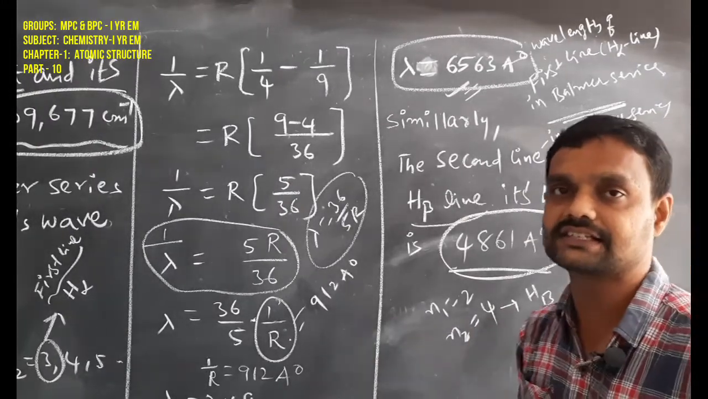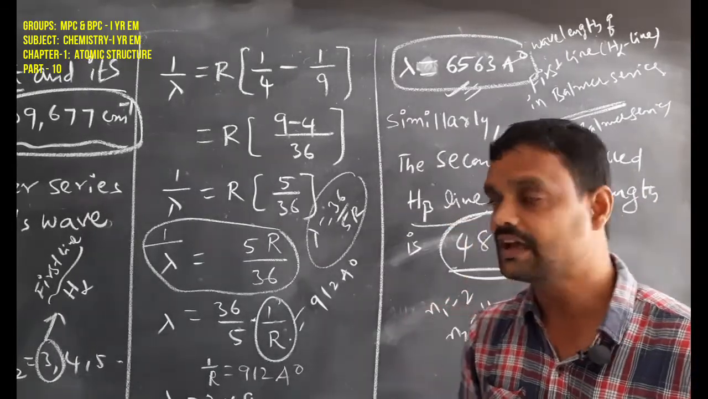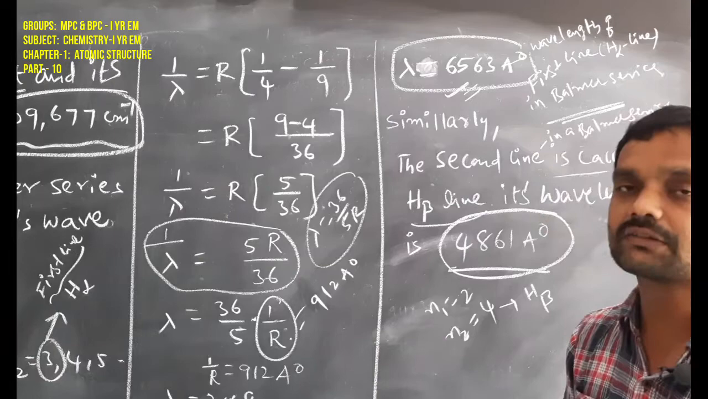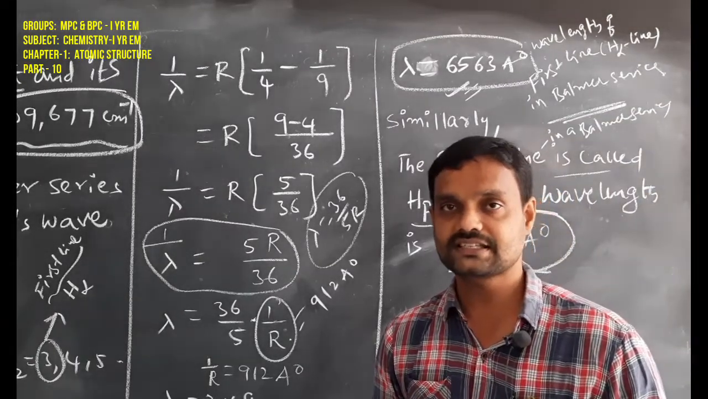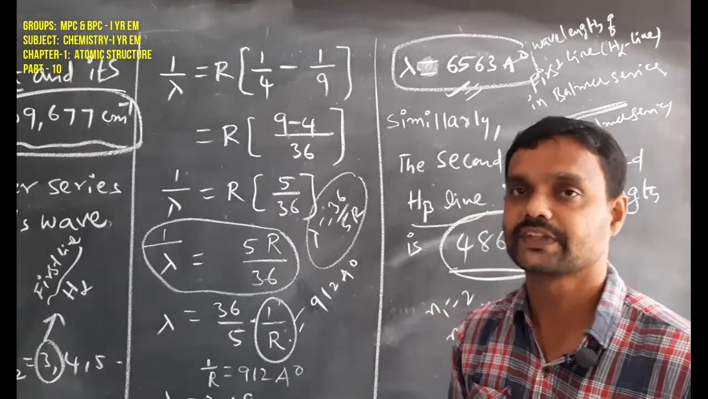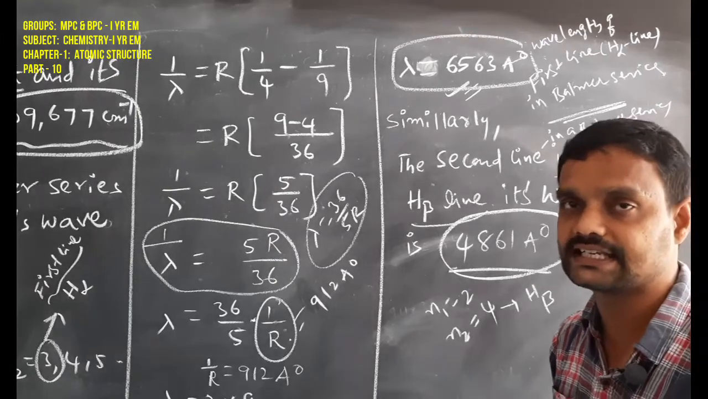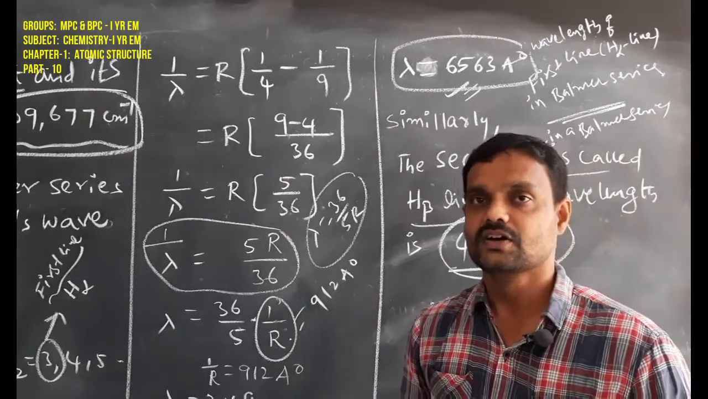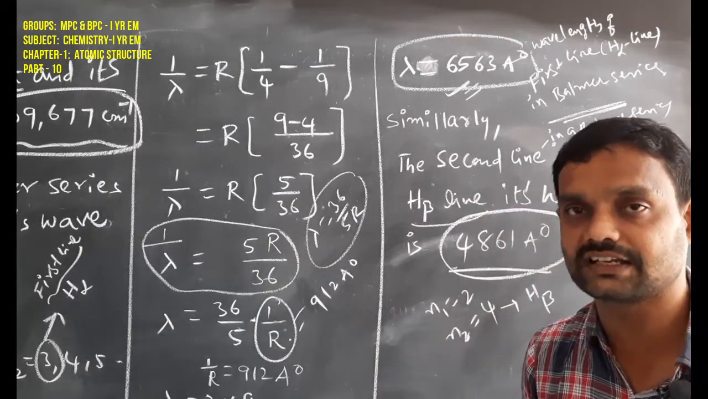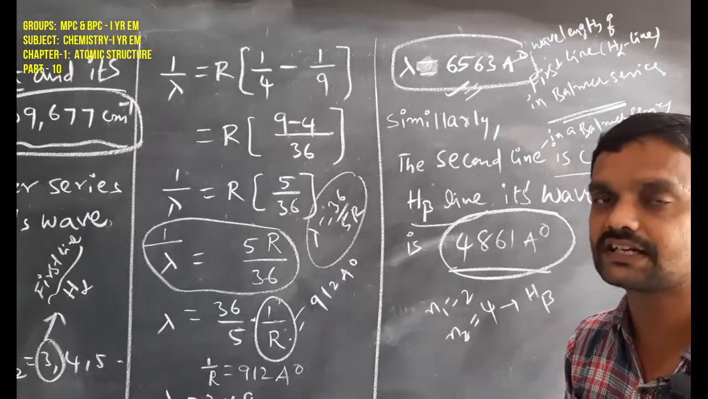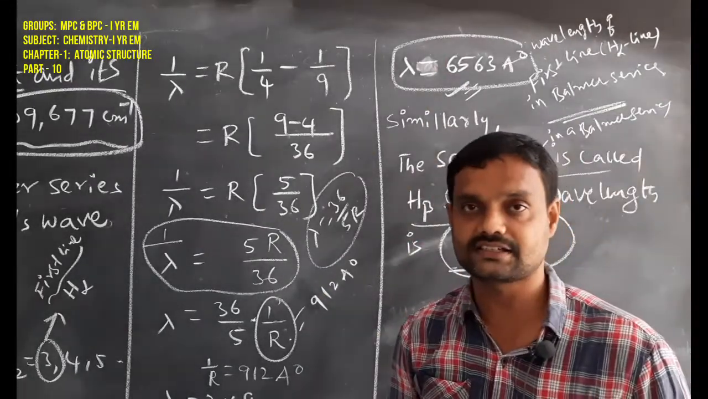What is the Rydberg equation? Nu bar, that is 1 by lambda, is equal to capital R into 1 by N1 square minus 1 by N2 square. For the Balmer series, N1 is constant, that is 2, but N2 values will be 3, 4, 5, 6, 7 up to infinity. If we take N2 equal to 3 in the Balmer series, that is called the first line, also named the H alpha line. Its wavelength is 6563 angstrom.